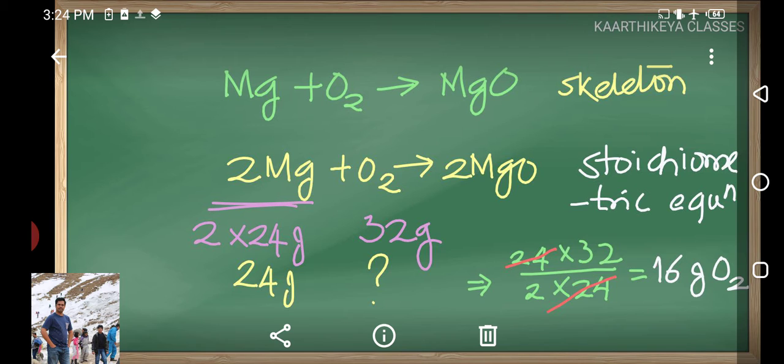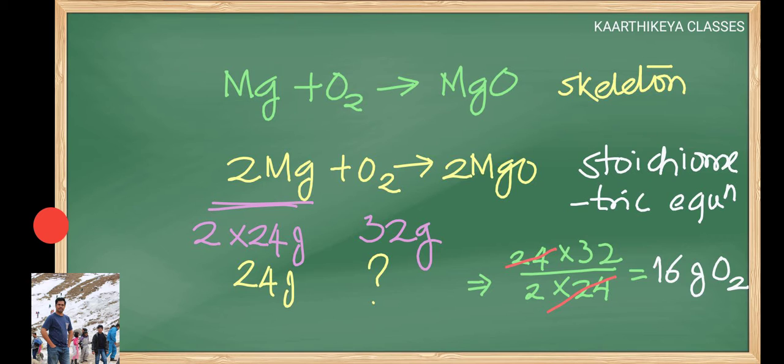According to this balanced equation, 2 into 24 grams of magnesium reacts with 32 grams of oxygen. So 24 grams of magnesium requires how much oxygen? Take any one of the reactants and check. I'm going with magnesium and I want to calculate the amount of oxygen required. The simple calculation shows 16 grams of oxygen is enough.